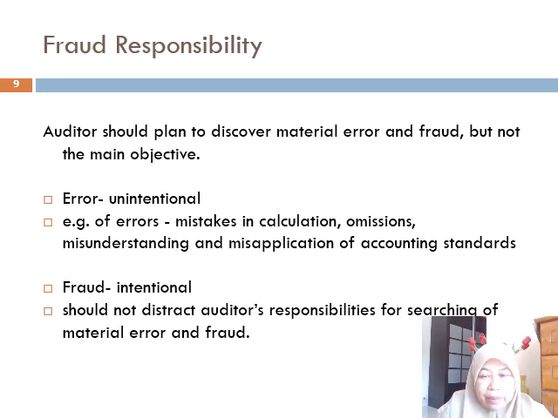Okay, what is error and what is fraud? Error is unintentional misstatement. It is due to mistakes in calculation or omission of transactions, or it could be due to misapplication of accounting standards, due to ignorance or due to lack of knowledge. Fraud, on the other hand, is intentional misstatement, where the person has intentionally committed wrongdoings in the preparation of the financial statements.